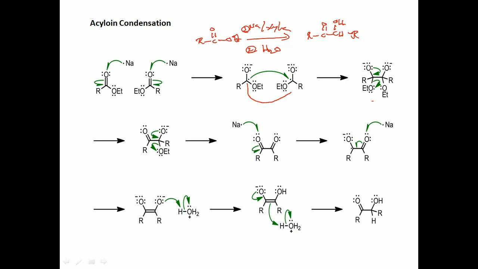In this dimer product, the negatively charged oxygen, and this is the ethoxide ion leaving group. By leaving of this ethoxide group and reformation of the pi bond, and as well as the leaving of this ethoxide group and reformation of the pi bond, ultimately we get the diketone.